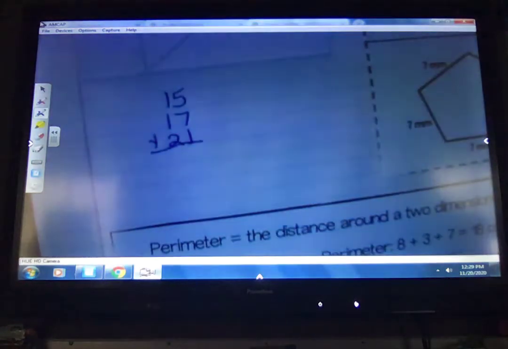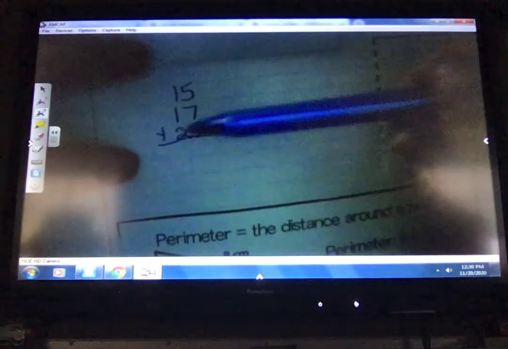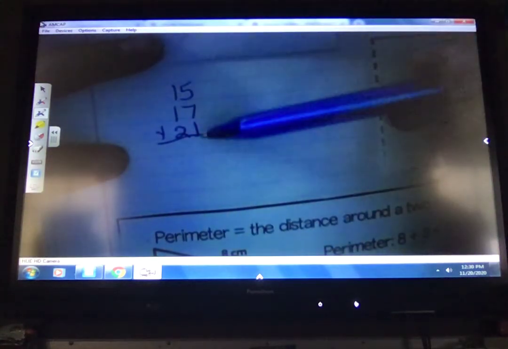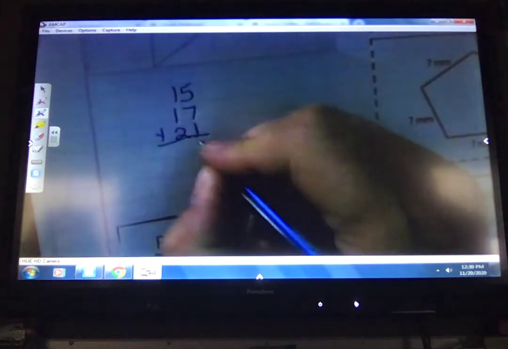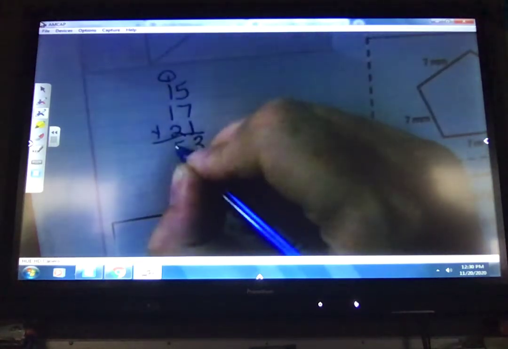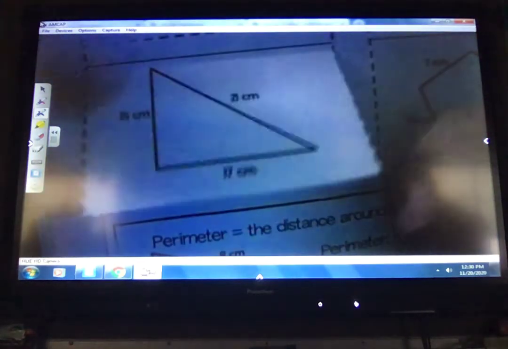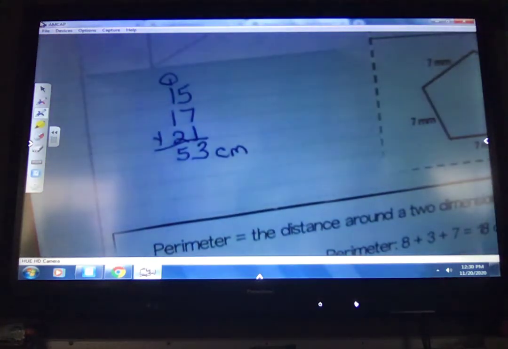Now I stacked them this time since there were only 3. I'm going to add those together. 7 and 1 is 8. 8 and 5, 13. Regroup. 1, 2, 3, 4, 5. 53, and I believe this one is in centimeters. So that's perimeter. Perimeter, walk around your shape, add all your sides.